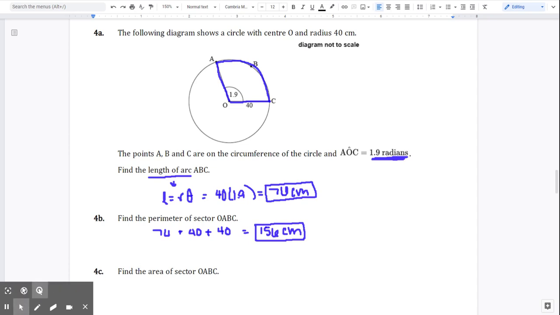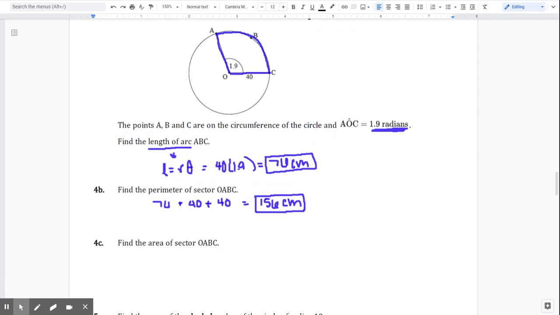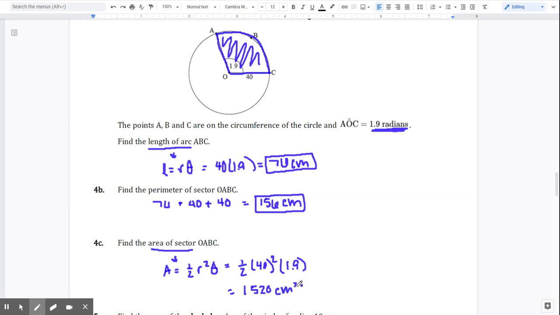Part C, finding the area of sector OABC. So finding the area of this piece. If I'm in radians, my area equals 1/2 r squared theta. So I'm looking at 1/2 times my radius, which is 40 squared, times theta, which is 1.9. So I'm looking at 1,520 centimeters squared.